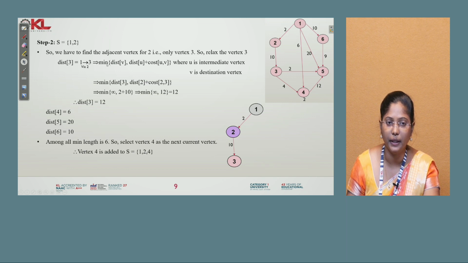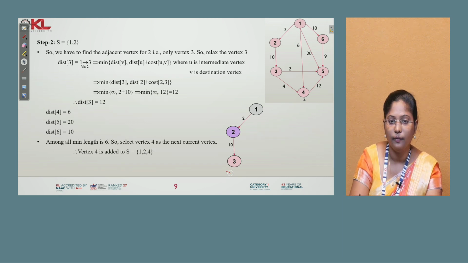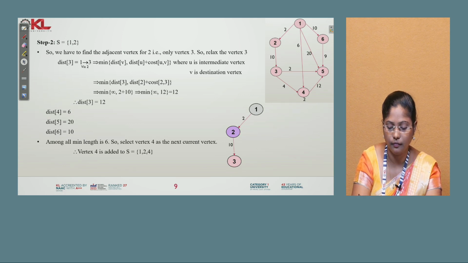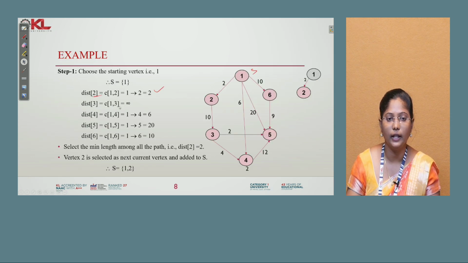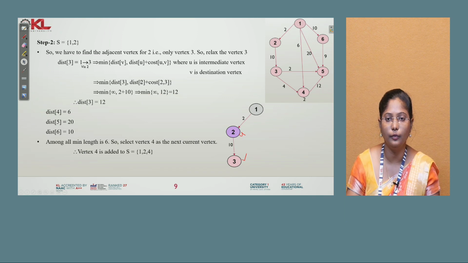So, we have to find out the minimum length between these two, right. So, where u is my intermediate vertex, v is the destination vertex. So, minimum of, what is v? v is nothing but 3 and u is nothing but 2. So, we are substituting those values: distance of 3, distance of 2 plus cost of 2, 3. Then distance of 3, previously what value was it having? Infinity. So, infinity, distance of 2 is 2 and cost of 2, 3 is 10, right.